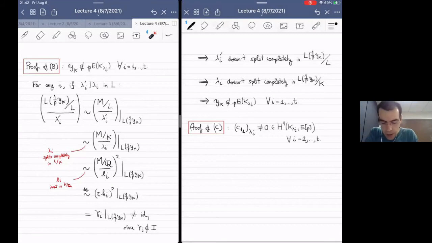Again, the way we're going to check this non-triviality is by checking that these primes, lambda_i, don't split completely in a certain extension. And so here is the extension that we're going to work with. We're going to take L prime over L to be the smallest Galois extension.